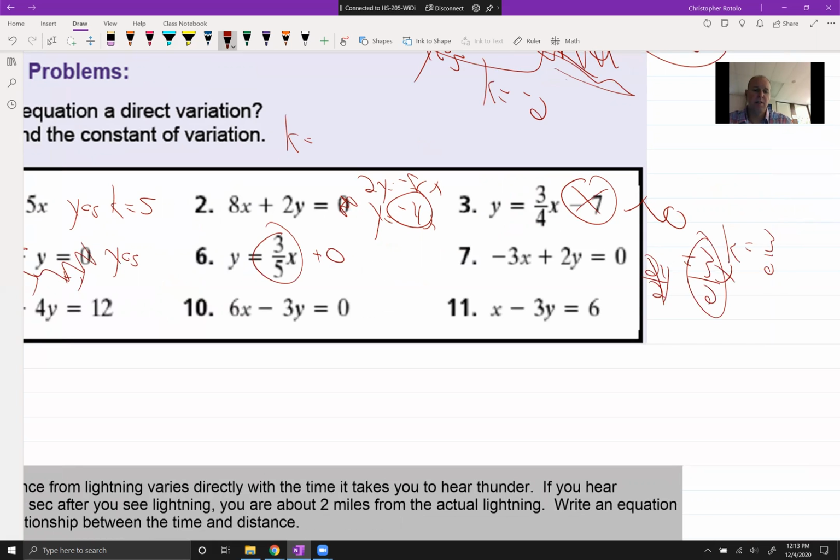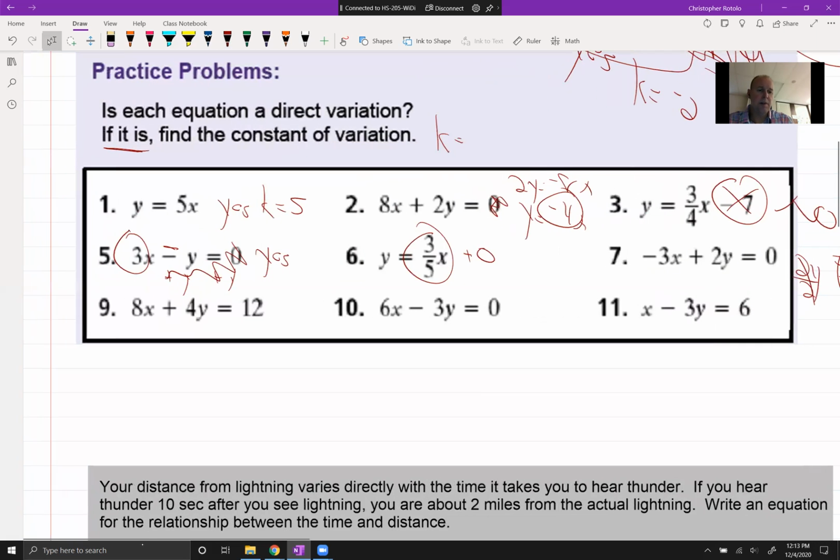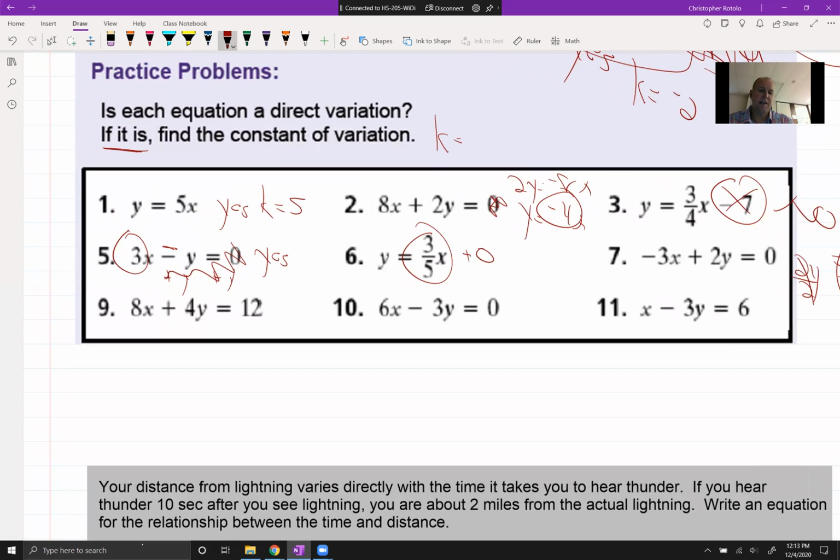That's a direct variation. In number 9, hopefully you get the idea now. I can move the 8 over. I can divide by 4, but this is still going to be 3 in the end. So this is a big no-no. That means I can jump to 11. The 6 tells me that this is not going to happen.